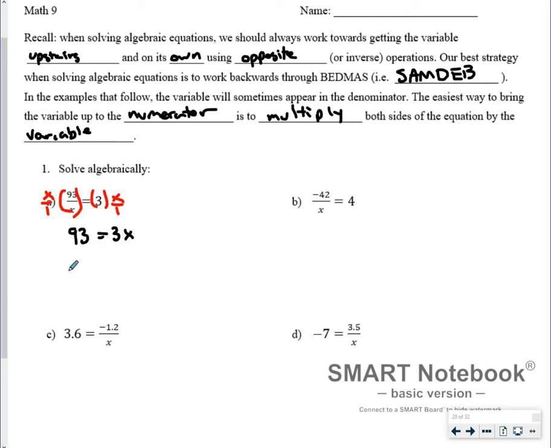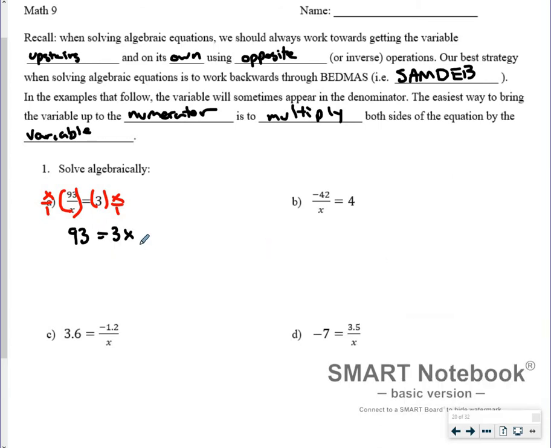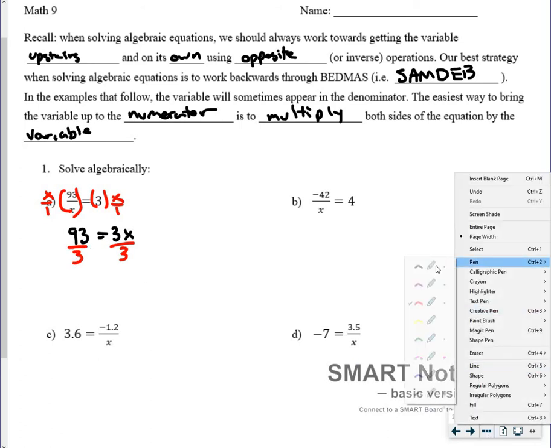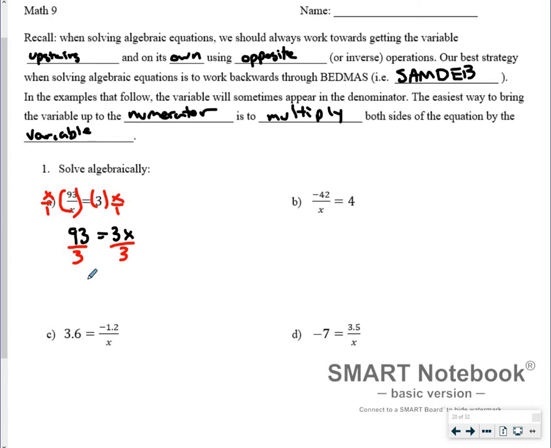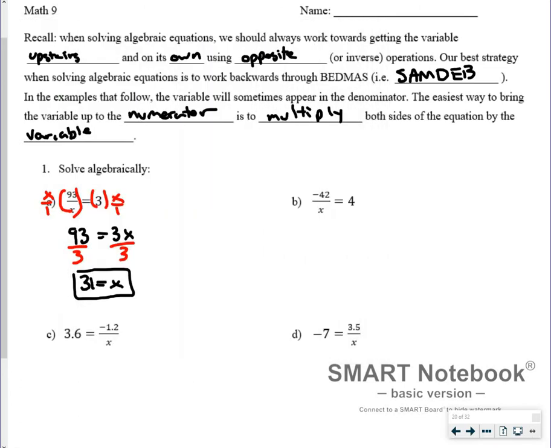Okay, and now we have something kind of familiar looking. The variable is upstairs, or in the numerator, so that's great. And we need to get rid of this 3. So we do 3 times x. The opposite of multiplying by 3 is dividing by 3. We do that to both sides to get rid of the 3 on the right. And 93 divided by 3 is 31, hopefully. So we can test that. Stick 31 into the original equation. So if I go 93 divided by 31, which is my value I found for x, that's indeed 3. That equals the right side, so we're good.